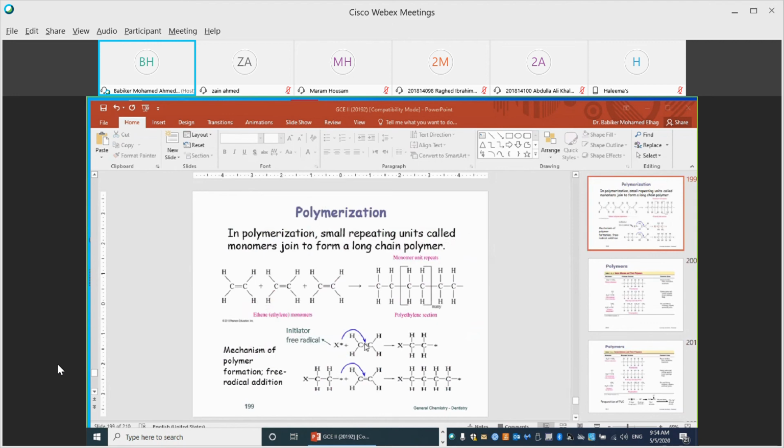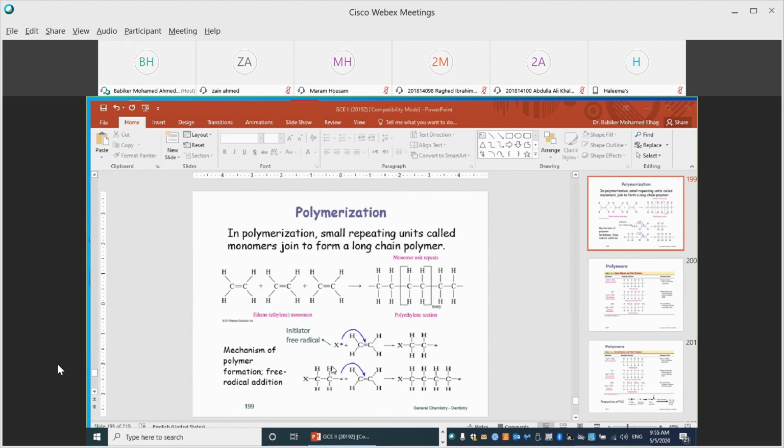and it will attack the pi bond of the alkene, here ethene or ethylene, because this is polyethylene. Okay, it's known as polyethylene. The IUPAC name is ethene, but in the polymer formation we use the name ethylene. So the initiator free radical will add to the pi bond of ethylene to give a new free radical of ethylene like this.